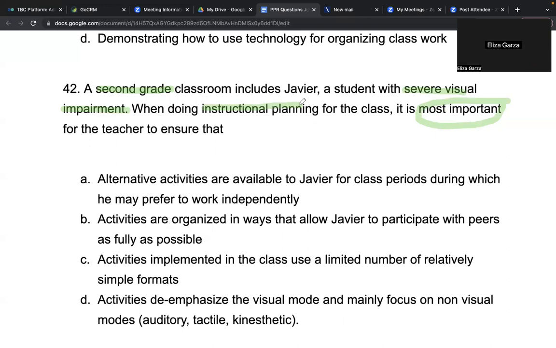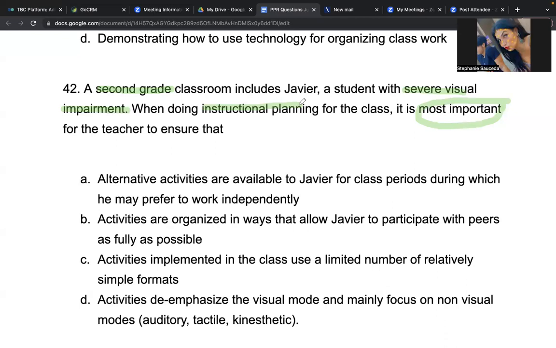A, alternative activities are available to Javier for class periods during which he may prefer to work independently. B, activities are organized in ways that allow Javier to participate with peers as fully as possible. C, activities implemented in the class use a limited number of relatively simple formats. Or D, activities de-emphasize the visual mode and mainly focus on non-visual modes: auditory, tactile, or kinesthetic.